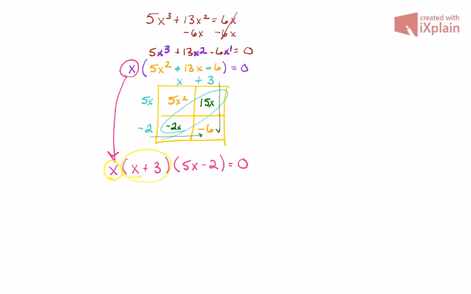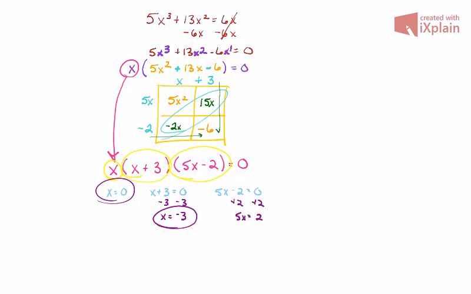So that means that x could be equal to 0, x plus 3 could be equal to 0, or 5x minus 2 could be equal to 0. The good news is, look, this one is already done for you. x could be equal to 0. With a little bit of work here, we can see that x could be negative 3. And with just a couple of steps, we can say that x could be equal to 2/5. There are those fraction answers again. Can't escape them. So here are your 3 possible choices.